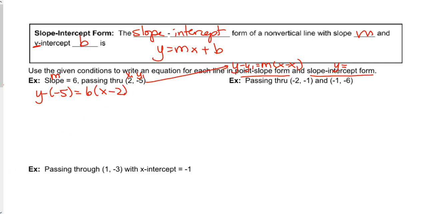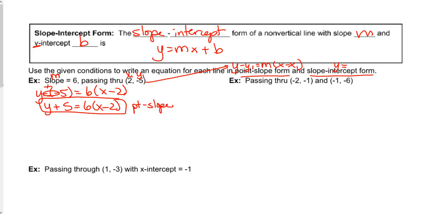So that we can simplify. We're almost close to getting our point slope form. The only simplification that I would go ahead and do is these double negatives to make that a plus. So y plus 5 is equal to 6 times x minus 2. That is your point slope form.